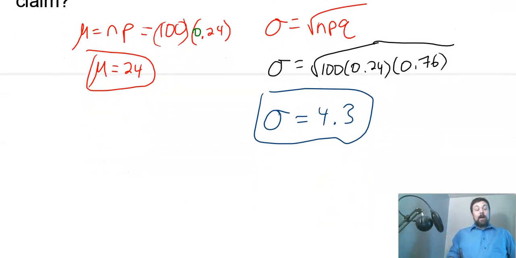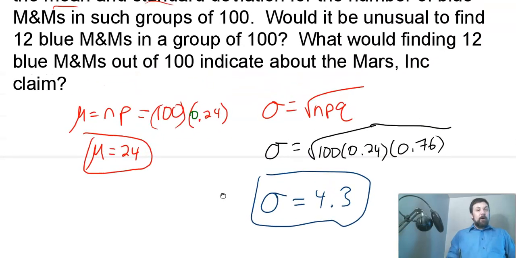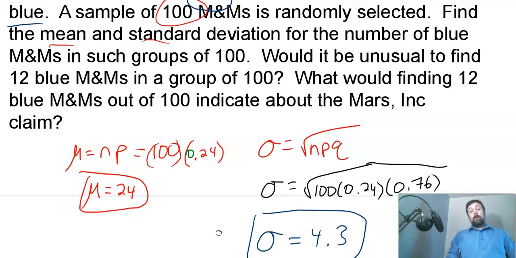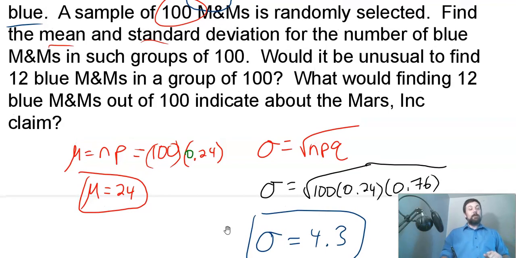So with that, I can find the minimum and maximum usual values. Now, I don't think I need both. It doesn't ask me to find both. It just says find the mean and the standard deviation. And then it asks me a question. Would it be unusual to find 12 blue M&Ms? So I don't really need the maximum usual value to answer that question. And now if it bothers you to only find one and not the other, then go ahead and find both.